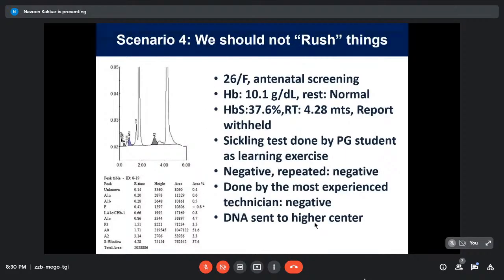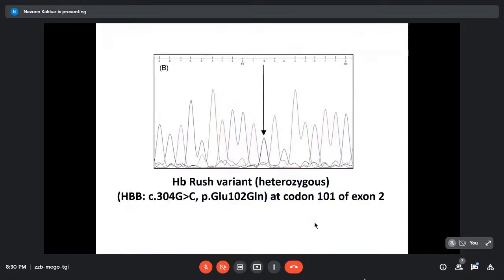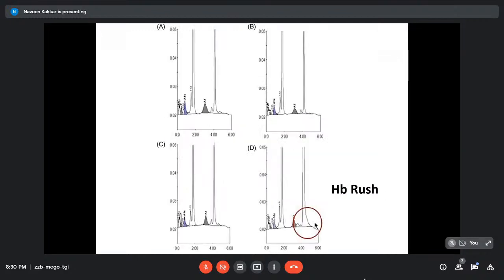And then we were lucky that we had the ARMS PCR, which proved that the sickle mutation was negative, and then we could get the higher center to do sequencing for us for the diagnosis. So that's hemoglobin Rush. If you have a mental block on reporting sometimes, these things help. Next time I would want to look at the slope of the S peak. If it is wide and the sickling test is negative, you're probably dealing with hemoglobin Rush.